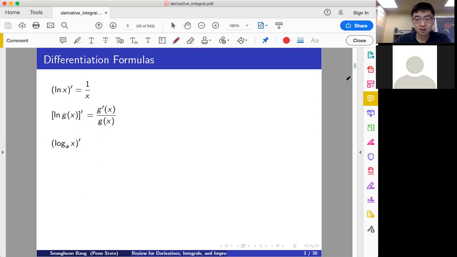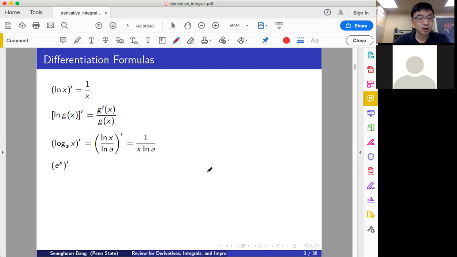So in this case, you can use this one. You can change log x with the base a to ln of x over ln of a. You just take out the ln of a like this. Then the ln of x prime, so we have 1 over ln of a times ln of x prime, which is 1 over x. The answer is 1 over x times ln of a. So that's it. This is the whole idea.